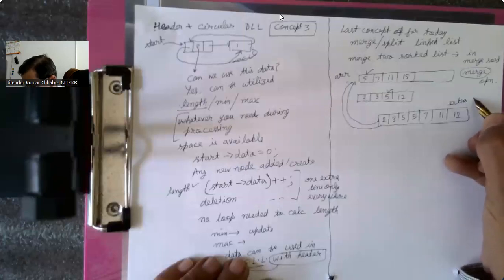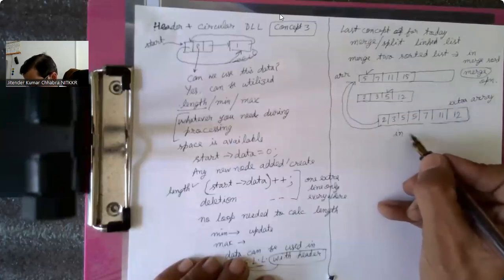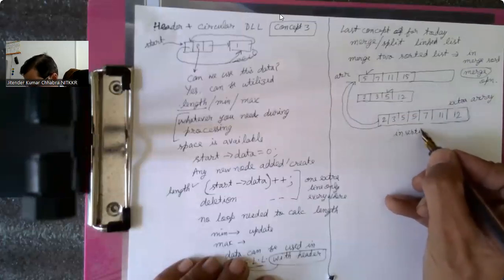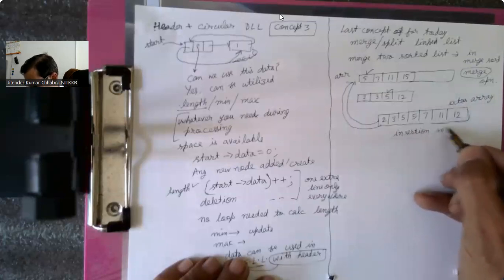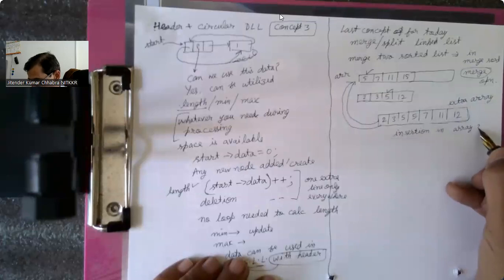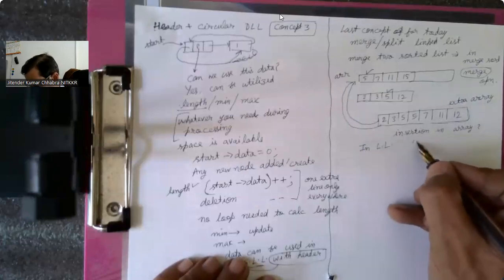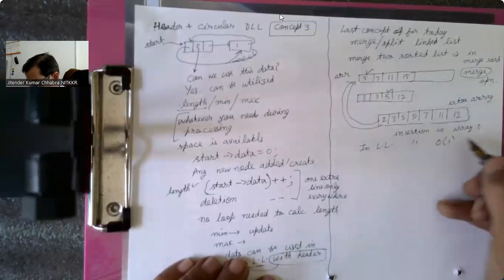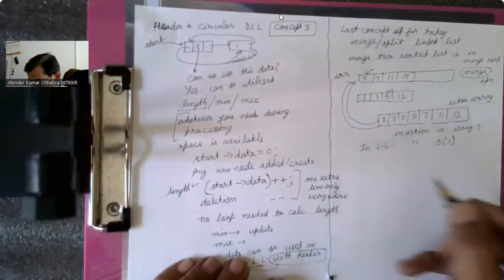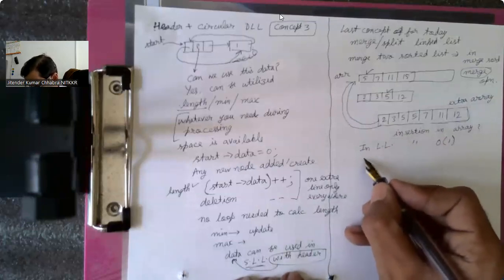because in the original array, insertion is costly. Insertion in the original array needed a loop. It could not be done in one unit. That was a problem. In a linked list, you don't have a problem. Insertion is order of 1, or without a loop. So with the linked list, your merge becomes simple.